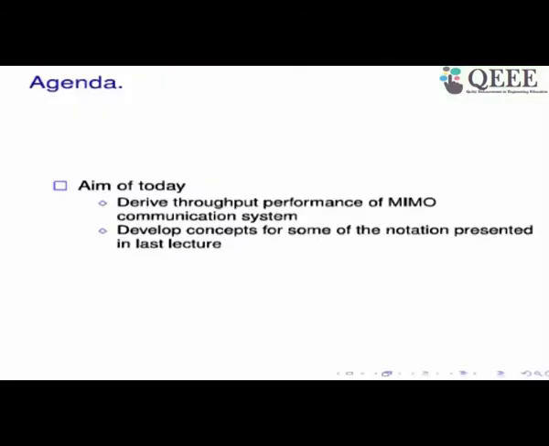The agenda for today's class is two things. We would like to see what the throughput performance of a MIMO communication system is, and what advantage we get by providing multiple antennas at the transmitter and multiple antennas at the receiver. While doing this, we'll also clarify one link that I just stated last class, when I went from erasure channel to fading channel. I just said that you can substitute epsilon with 1 by gamma. Today we will also justify why that substitution is proper.